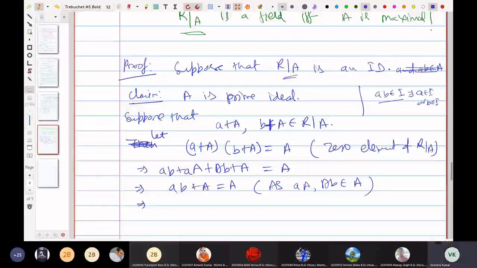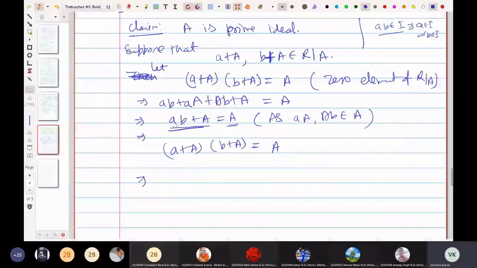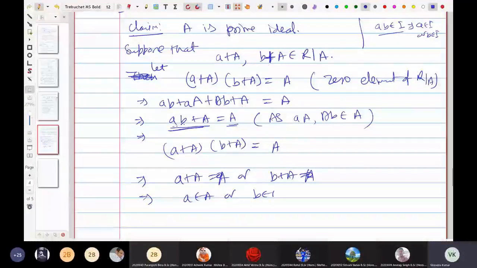Here, a and b are members of R. So in total we can write (a + A)(b + A) equals A. This implies that a + A equals A, because A is the zero element, or b + A equals the zero element, that is A. So this means that either a belongs to A or b belongs to A.